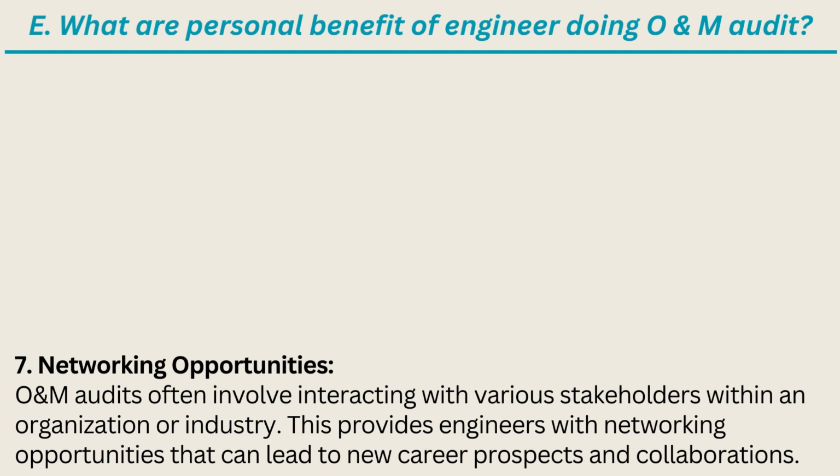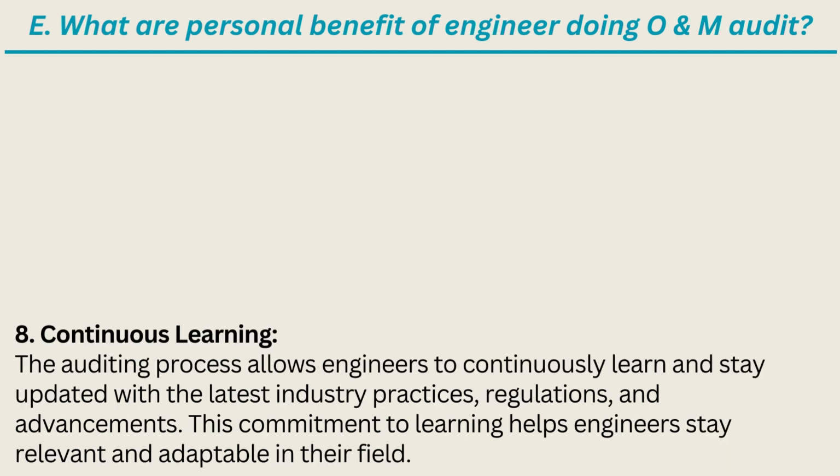7. Networking opportunities. O&M audits often involve interacting with various stakeholders within an organization or industry. This provides engineers with networking opportunities that can lead to new career prospects and collaborations. 8. Continuous learning. The auditing process allows engineers to continuously learn and stay updated with the latest industry practices, regulations, and advancements. This commitment to learning helps engineers stay relevant and adaptable in their field.